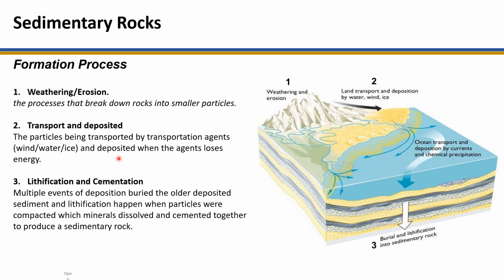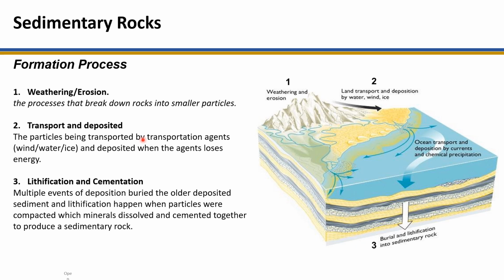So wind can transport sand and dust particles over long distances. Water can transport sediment particles in rivers, streams, and oceans. And we also have ice. Ice, like a glacier, can transport large amounts of sediment as it moves, and as these particles are transported, they will be deposited at certain locations.